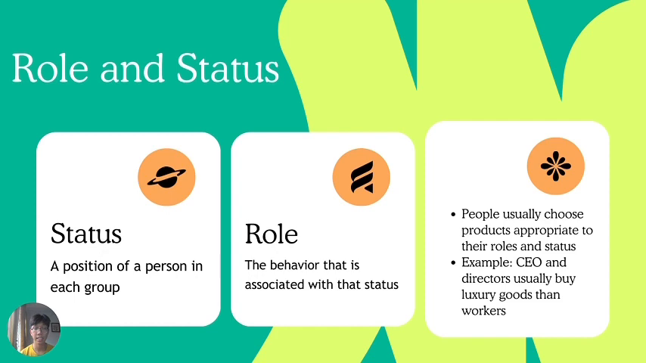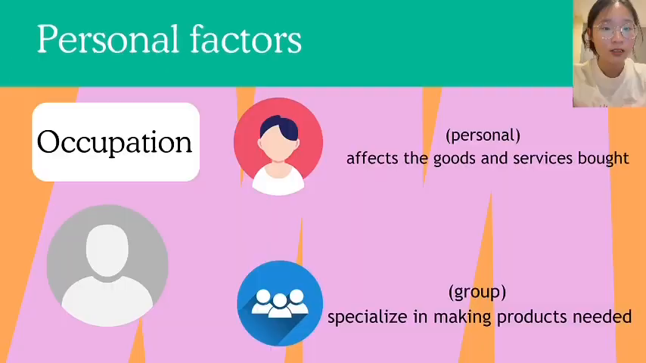So a status is the position of a person in each group, and role is the behavior that is associated with that status. So people usually choose products appropriate to their roles and status. For example, CEOs and directors usually buy more luxury goods than workers do. So the next part is about the personal factors.